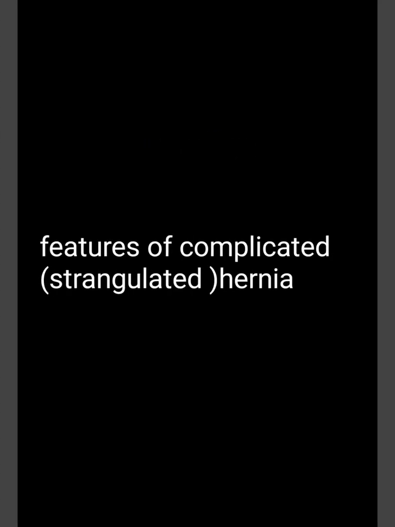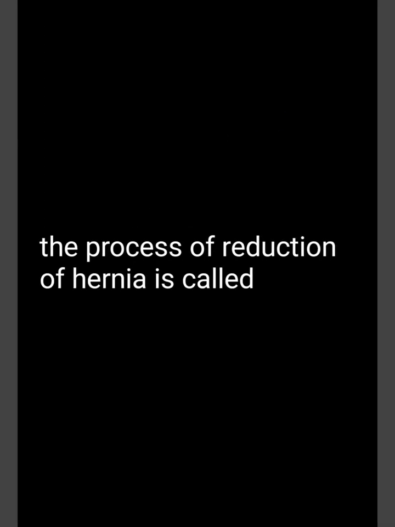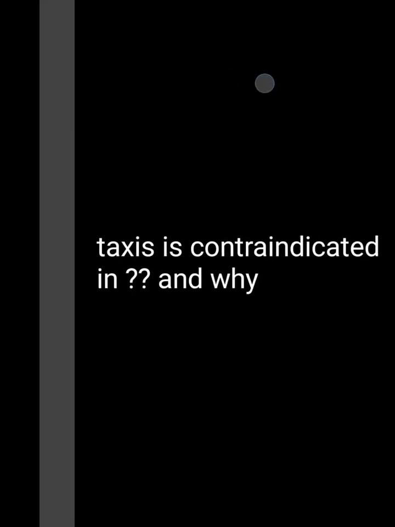Features of uncomplicated hernia: reducible, cough impulse present. Features of complicated, obstructive hernia: irreducible, cough impulse absent, intact blood supply. Features of complicated, strangulated hernia: obstructive hernia plus compromised blood supply, and the overlying skin is inflamed. The process of reduction of a hernia is called taxis.